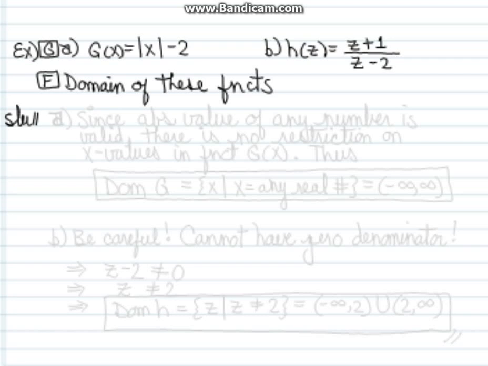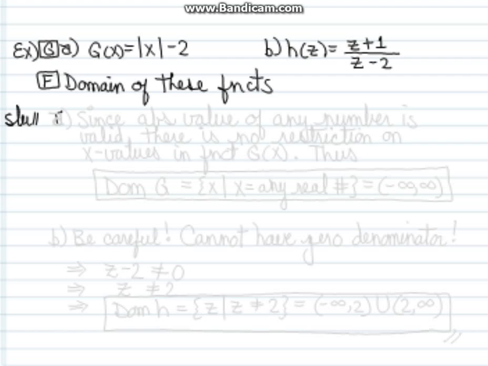Okay, here we're given part A. A function g of x equals the absolute value of x minus 2. And the function in part B is h of z equals z plus 1 over z minus 2. So we don't have to always use f and x. We can use whatever letters. Here we're asked to find, for each of these functions, the domain.